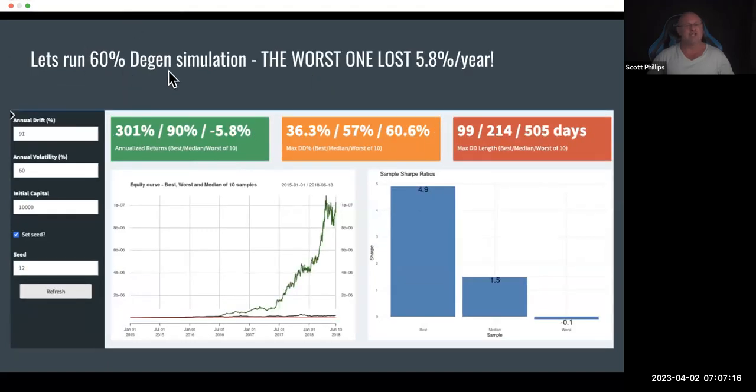Now let's run a degenerate simulation. Once we go past the peak of that curve to 60%, our worst result lost 5.8%. So you still have your money, but you lost 5.8% a year. So you're probably down about 25% after 3 years.